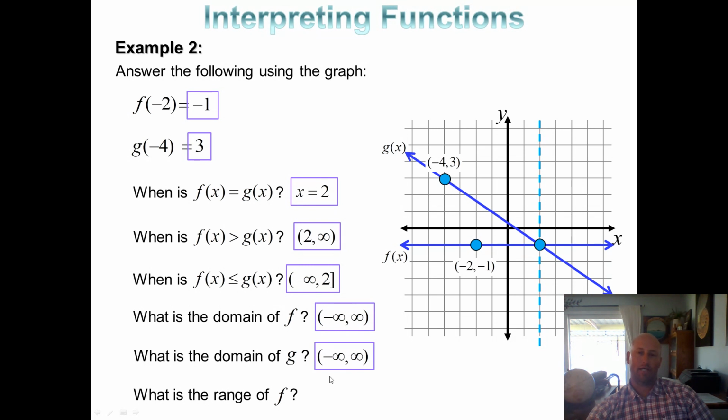Okay, what is the range of f? Well, that means how high and how low will f go? Well, f is never going to get bigger than -1. It's never going to get smaller than -1. Because remember, the range is the y value. Okay, so it's not going to go above this. It's not going to go below it. So it stays at -1. So we'll just write it as -1, only including -1. And we'll just put brackets around it.